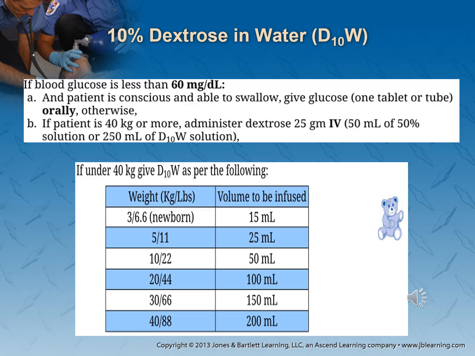If the patient weighs 40 kilograms or less when it comes to the D10, the protocol does a really good job of giving us a little table on the weight in kilograms and pounds, especially newborns, and then the volume to be infused. Meaning if you have a patient who weighs 20 kilograms or 44 pounds, you're going to start off by giving them 100 mLs of D10, recheck their blood sugar after 5 to 10 minutes, and then if you need to give more, go ahead and give more, but 100 mLs should work well on a patient who weighs 20 kilograms or 44 pounds.